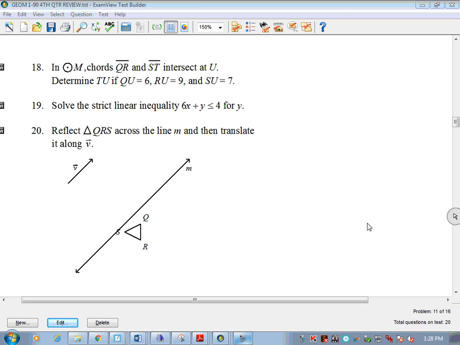Let's see. Solve the linear inequality: 6x plus y is less than or equal to 4. We want to solve for y. Bill, you want to solve this one? What am I solving for? You're solving for y in question number 19. This is the y one, the other one is a 4. Subtract 6x, so we get y is less than or equal to what? Negative 6x plus 4.